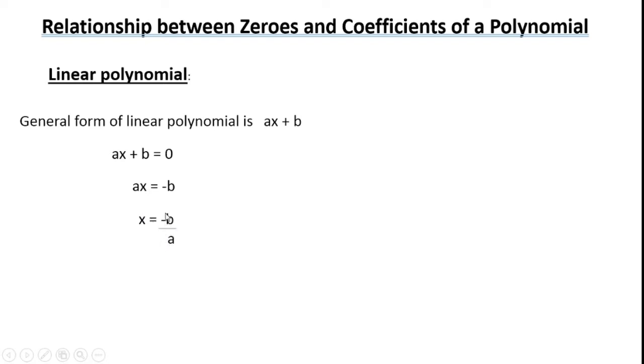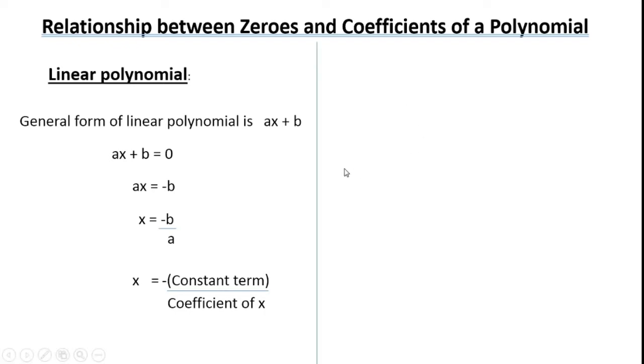See here, this minus b, the minus constant term, by a. a is the coefficient of x. Now we can write x equal to minus constant term by coefficient of x. This is the relation between zeros and coefficient of a linear polynomial. This we already discussed in the previous video. If you have any doubt, please go through that.